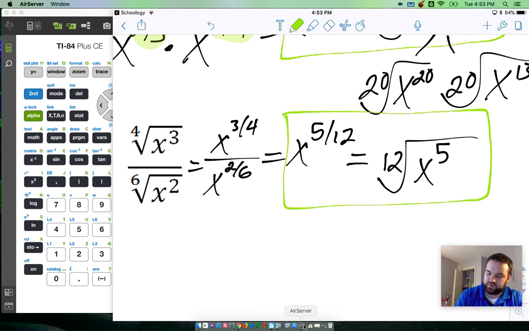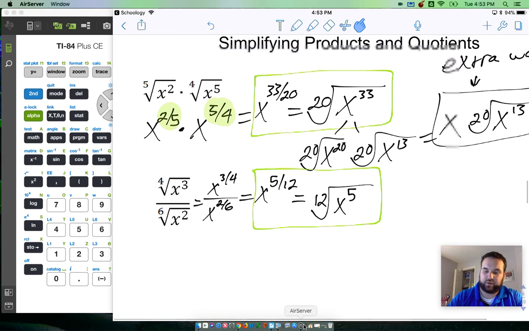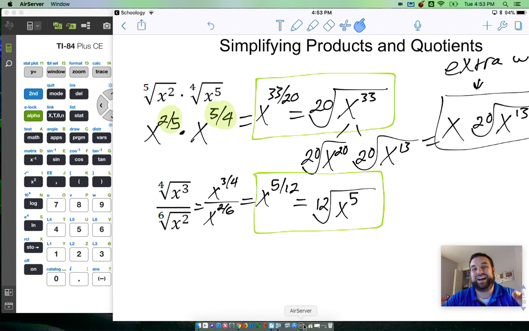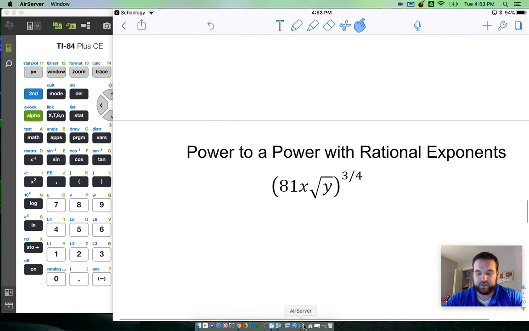Again, read the directions as you go. Sometimes it'll ask for the answer in exponential form, sometimes a radical. And if it doesn't specify, you can really write it in either form. So, yeah. If it's a product or a quotient and it's not the same index, go ahead and switch it to exponential form, and then we see that it's something we can combine.